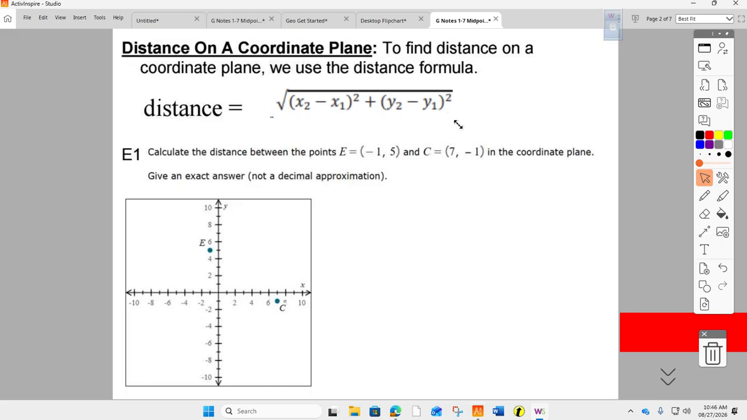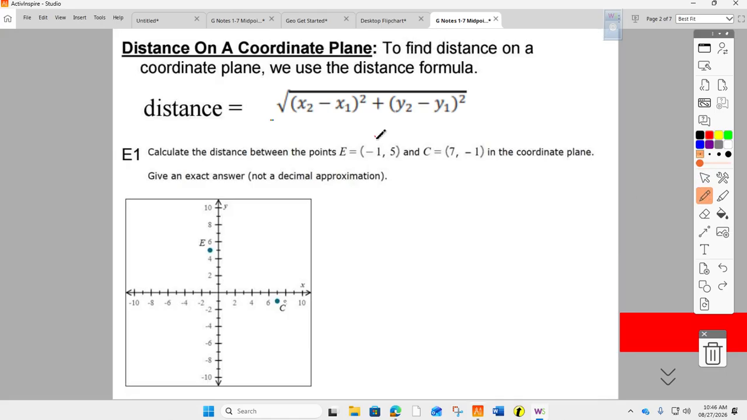So there's a bunch of x's and y's in here. Remember, points on the coordinate plane have a location, like our points on the number line, where their location was the number that they were plotted on. The location for a point on the coordinate plane is an ordered pair, right? So if we're looking at example 1 here, it says calculate the distance between points E, -1, 5, and C, 7, -1. These are their locations on the coordinate plane.